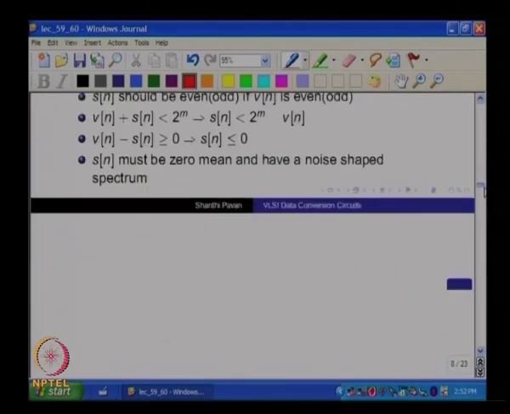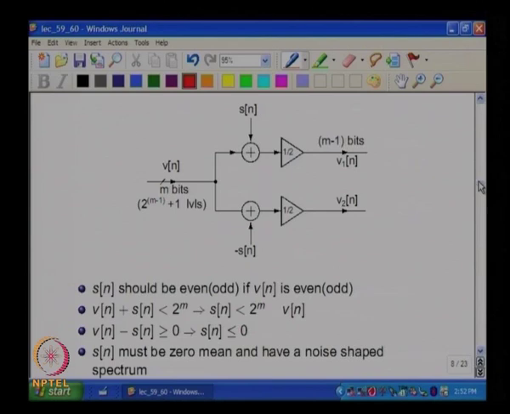Right, we concluded that these two must always be even regardless of what V of n is, which means that S of n should be even if V of n is even and odd if V of n is odd. This way, when you divide by 2, you will have no remainder. Is that clear?